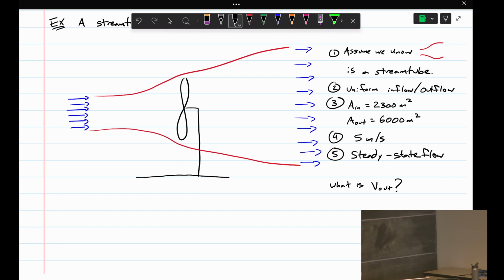So we're going to basically define a control volume around this object. The front of the control volume will be the front of this stream tube, and the back will be the back of the stream tube. Since we know the location of this stream tube, it's a very convenient choice for a control volume.